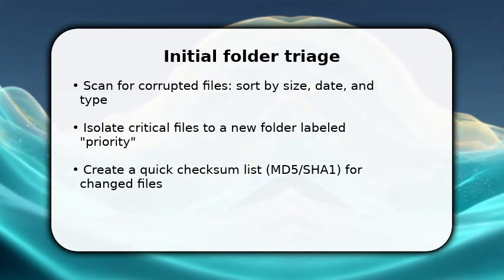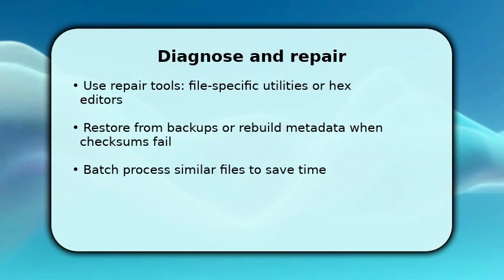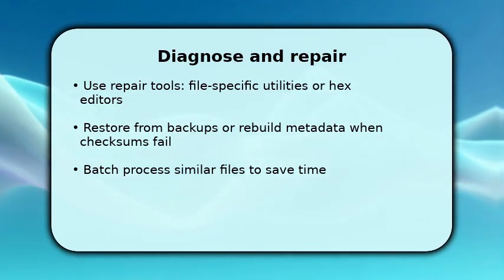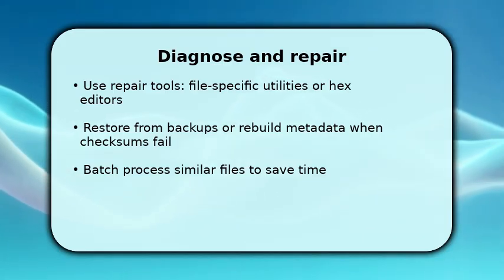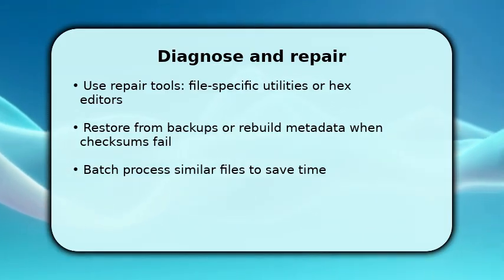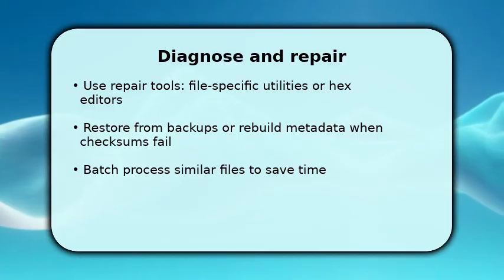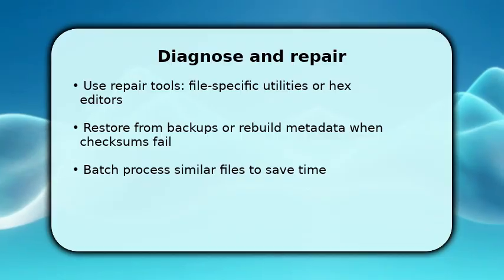You now diagnose root causes and apply repairs. Use file-specific utilities first, image, document, and archive repair tools, because they understand format structure. If needed, open a hex editor for targeted fixes. If checksums fail and repair fails, restore from the latest clean backup or rebuild metadata like timestamps and headers to salvage readable content. Once repaired, batch process similar files to speed work. Make sure to verify each repaired file.